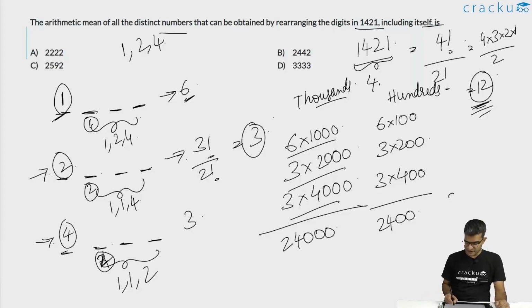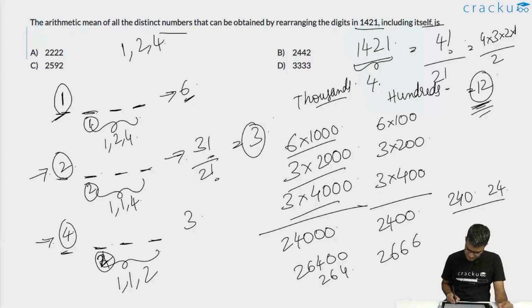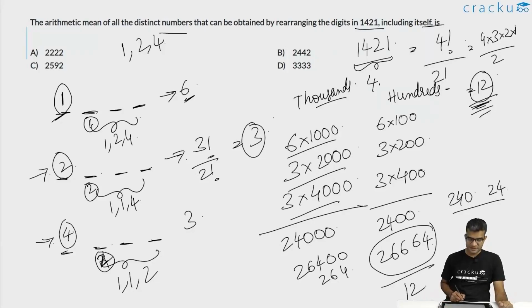Similarly, in the tens place, we are going to get 240, and in the units place, we are going to get 24. The total sum is just adding all of them up. This is 26400 plus 264. This is equal to 2664. This is the total sum of all the 12 numbers. You divide it by 12 to get the average. This will be equal to 2222, which is option A.